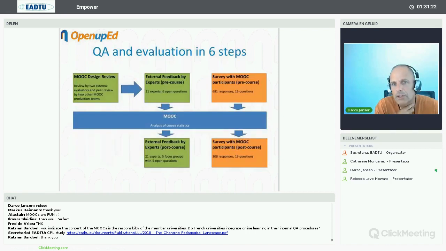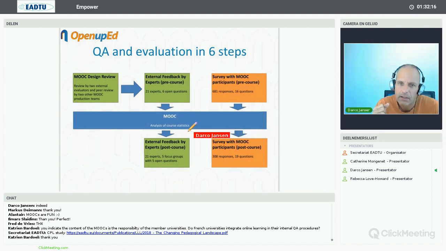Now, the quality assurance and evaluation in the 6 steps we applied in the project was that we reviewed the MOOC design. So not the implementation, but the design itself. And the design was reviewed by the other teams. So we have 3 different teams. 2 teams were checking the design of the other team, together with 2 external evaluators. In addition, before the production of the MOOCs, when the design was almost implemented in the platform, we had external feedback by experts on the 6 open questions. And the learner perspective was addressed before the launch of the MOOC by a survey amongst registered MOOC participants. So before starting, and that had, in this case, more than 600 responses.